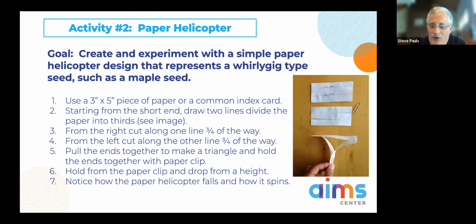Okay, so I've talked too much. Let's do some building. Activity 2 is building and designing our paper helicopter. Our goal is to create an experiment with a simple paper helicopter design that represents a whirligig type seed, such as a maple seed. Again, you can use a 3x5 piece of paper or a 3x5 index card. Size really doesn't matter. You could use origami paper or a gum wrapper; it can be square, it can be rectangle. It is your choice.